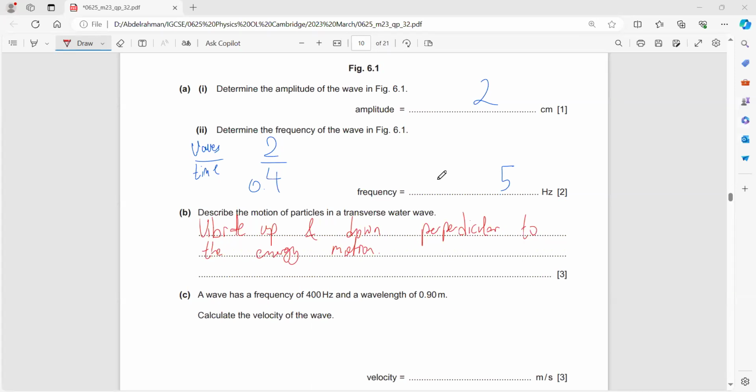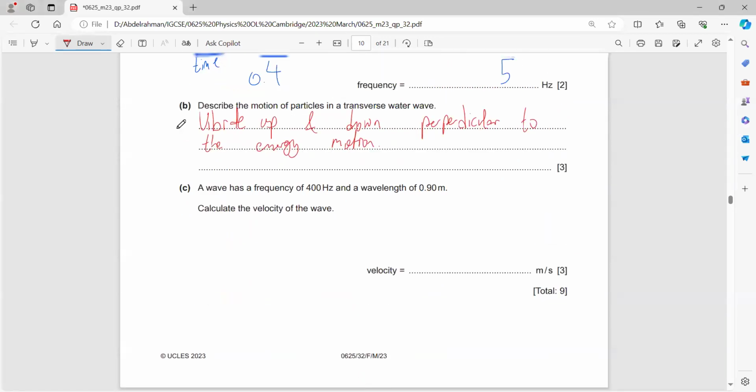Okay. Calculate the velocity of the wave. How can I find the velocity of the wave? Speed equals velocity. Speed is the velocity, right? So the speed is the velocity. How can I find the velocity of a wave? Speed equals wavelength times frequency. Yes. Wavelength times the frequency.